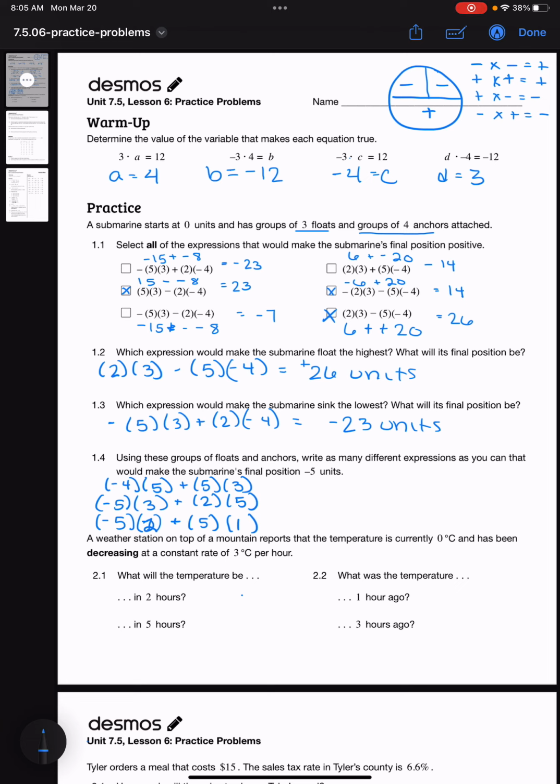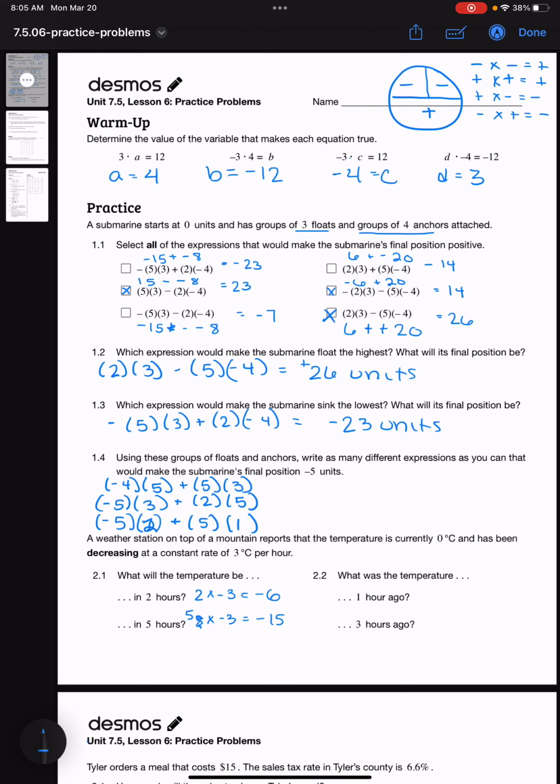Now, a weather station at the top of the mountain reports that the temperature is currently 0 degrees Celsius and has been decreasing at a constant rate of 3 degrees Celsius per hour. What would the temperature be in 2 hours? So it's going to be 2 times -3, which is -6. In 5 hours, 5 times -3 equals -15.